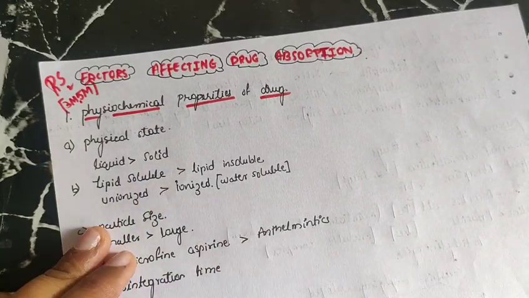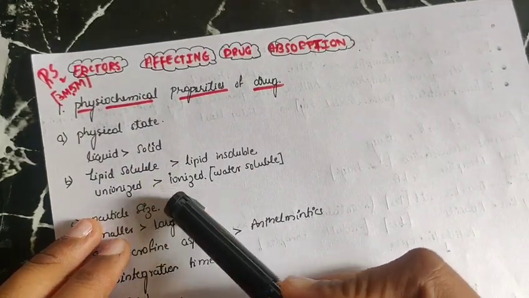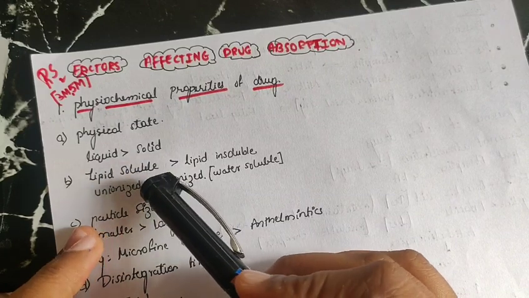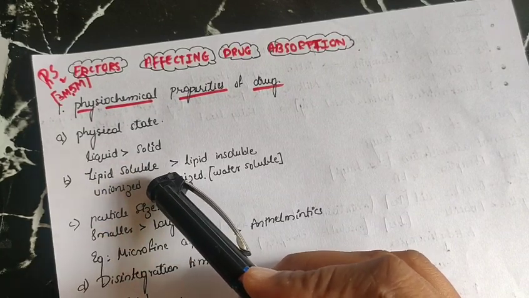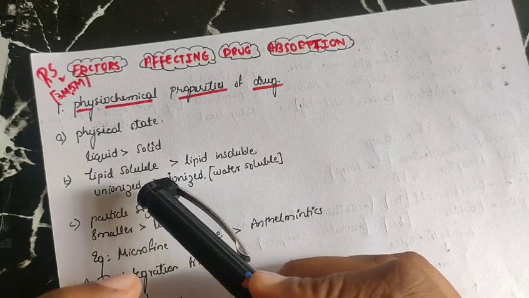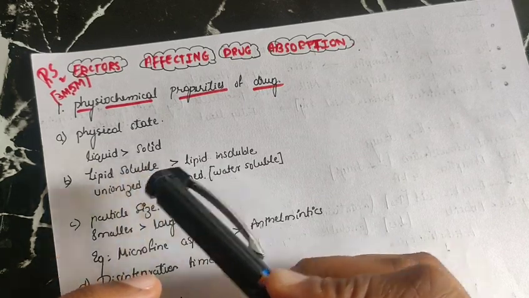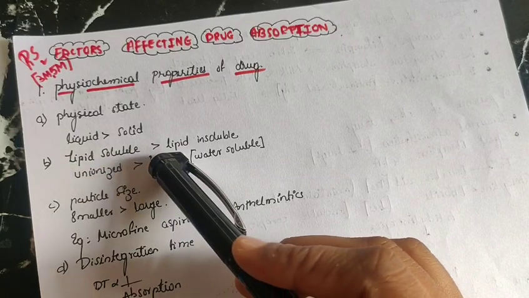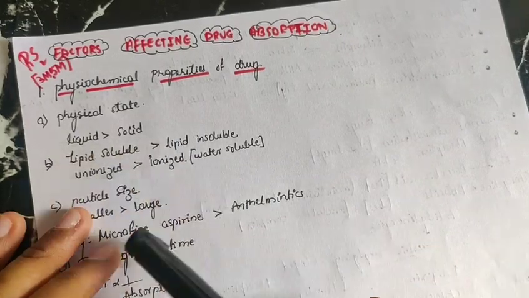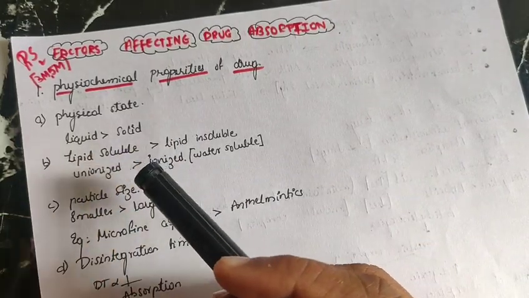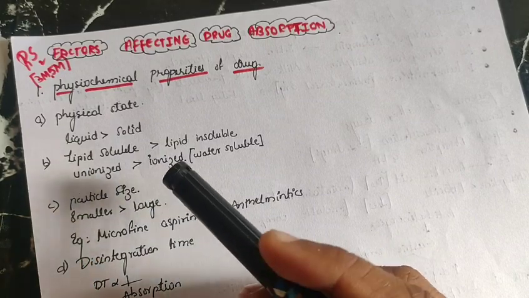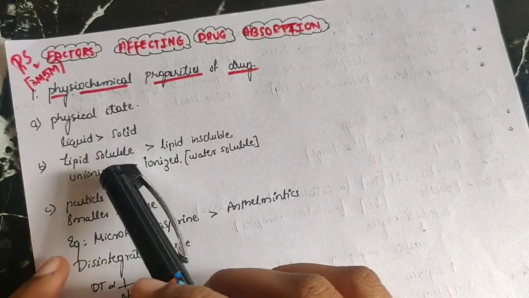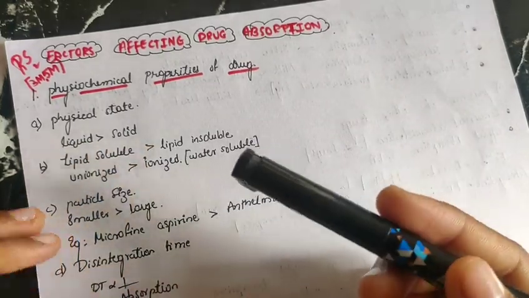And lipid solubility: the mucous membrane where absorption takes place is a lipid membrane, and like dissolves in like. So lipids can be easily absorbed through the lipid layer. Lipid soluble drugs are more absorbed than lipid insoluble drugs. Lipid soluble drugs are non-ionized; lipid solubles cannot be ionized. Only water soluble drugs can be ionized. So lipid soluble, non-ionized drugs are more absorbed through the mucosa.